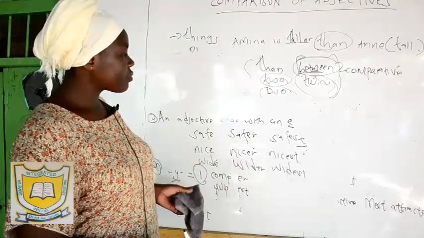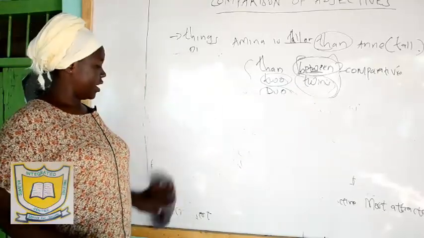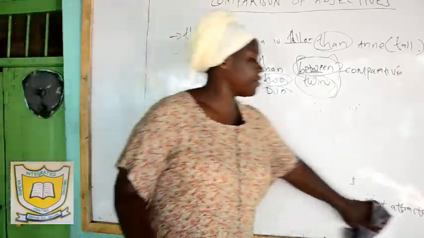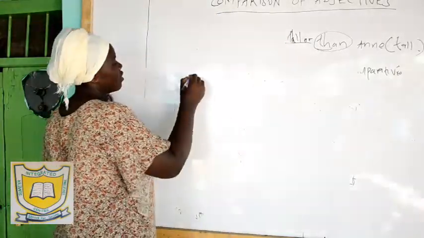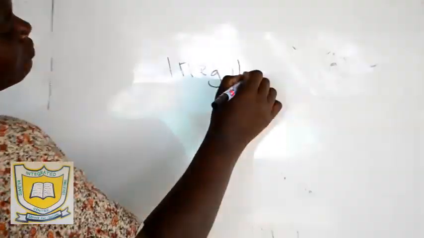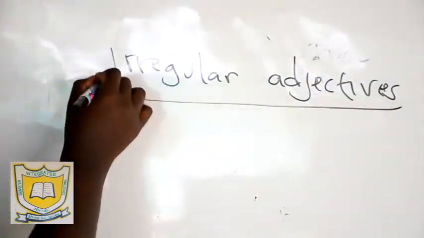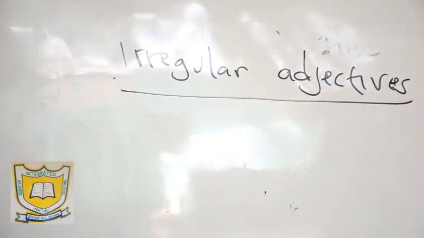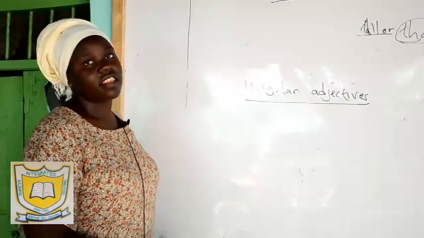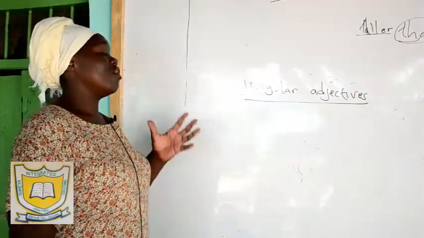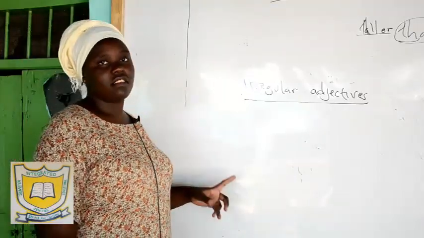Now, you have that. And then we have some other adjectives which we call irregular adjectives. Why do we call them irregular adjectives? Now, an irregular adjective is that adjective which does not take er in the comparative, neither does it take est in the superlative. They also do not take more in the comparative, and they also do not take most in the superlative.